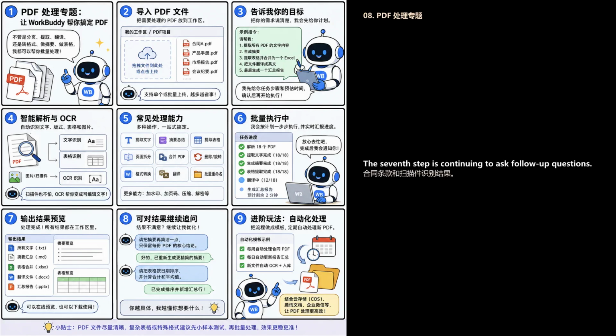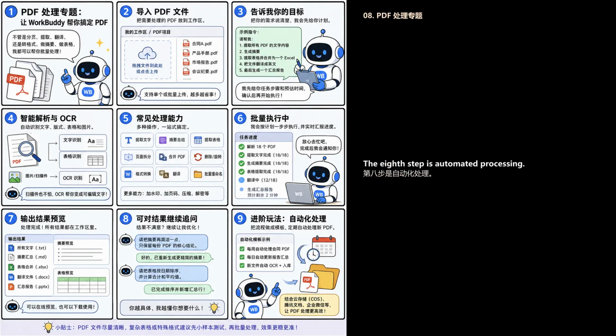The seventh step is continuing to ask follow-up questions. WorkBuddy can iterate on results. For example, make the summary more concise. Keep only the core conclusion of each PDF. Sort the table by date and calculate totals and averages. The more specific the follow-up, the more useful the iteration.